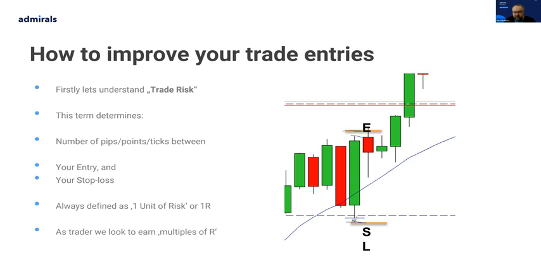Now, this particular chart has no time frame on it. That could be a weekly chart, an hourly chart, or a 1 minute chart. It doesn't really matter. It's about recognizing the number of pips between our entry and our stop loss. Maybe it's 20 pips on a 5 minute chart, maybe 50 pips on an hourly chart, maybe 500 pips on a weekly chart. Regardless of the number of pips, you will hear traders talk about that trade risk between your entry and your stop loss as one unit of risk, 1R.